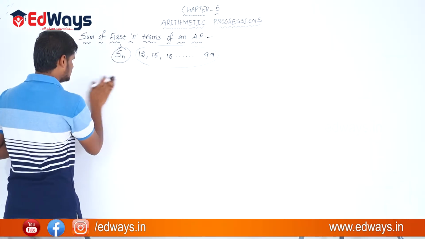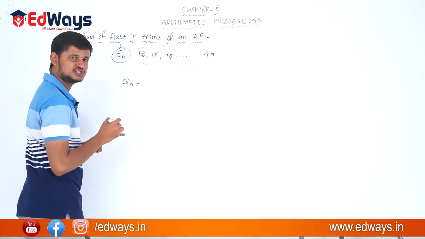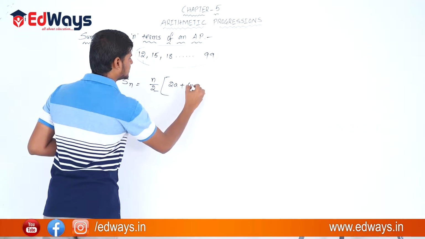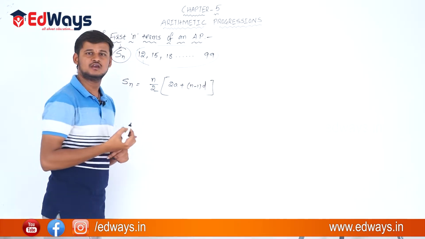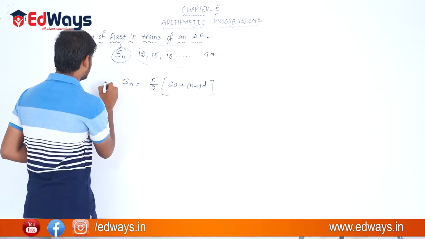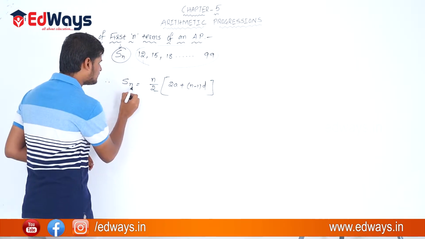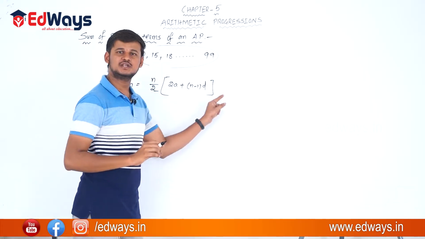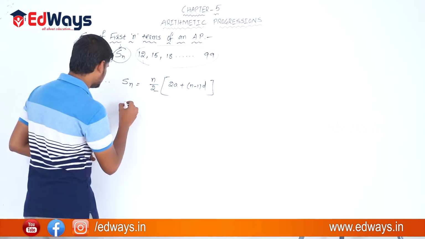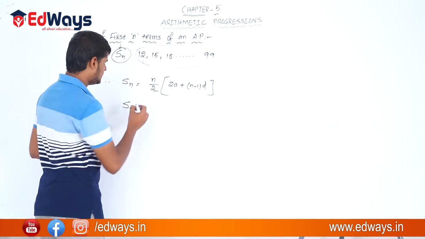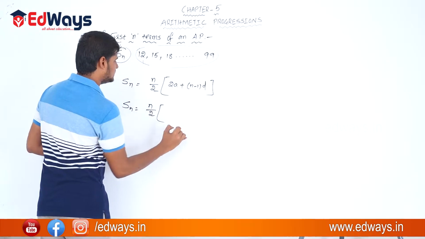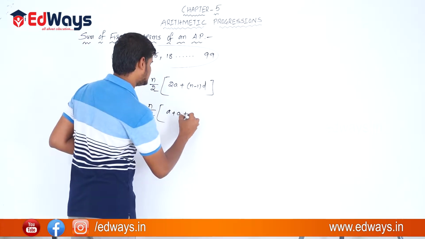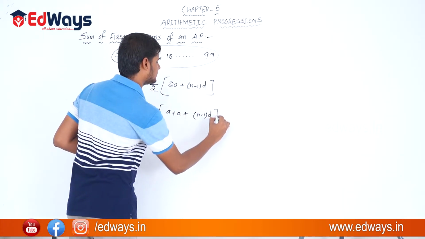Okay. So now this formula is given as Sn equals n by 2 of (2a plus (n minus 1) into d). Clear? This is the sum of first n terms of an AP. The formula is n by 2 of (2a plus (n minus 1) into d). So this formula I can also write as Sn equals n by 2 of (a plus a plus (n minus 1) into d), right?